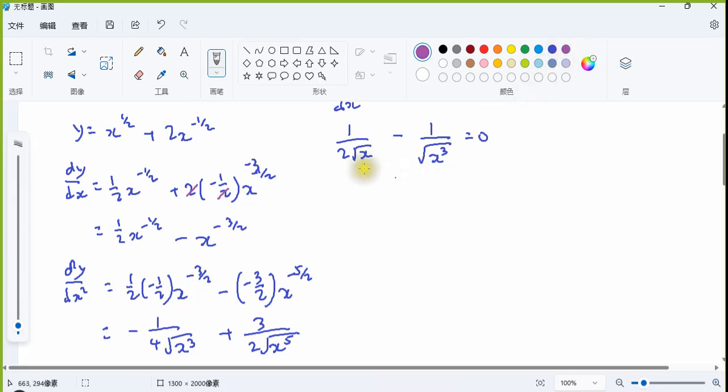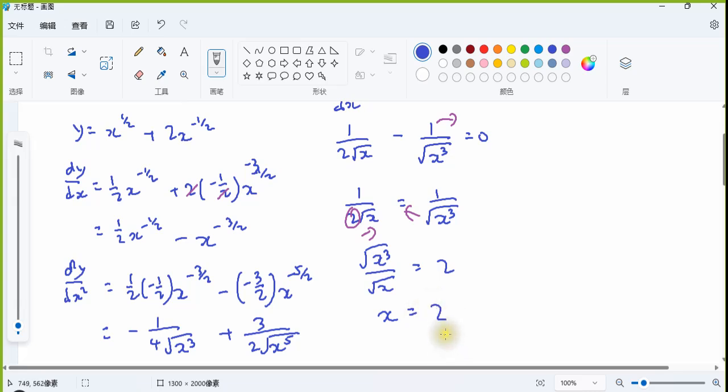So for this one, we multiply, so this one I move to this side. So 1 over 2 square root x is 1 over square root x cubed. So we have square root x cubed over square root x is equal to 2. So this one move here, this one move there, and this will be x equal to 2. Okay, so 3 over 2 minus half, so this one is actually x power 3 over 2 minus half, which is x power 1. So x equal to 2.